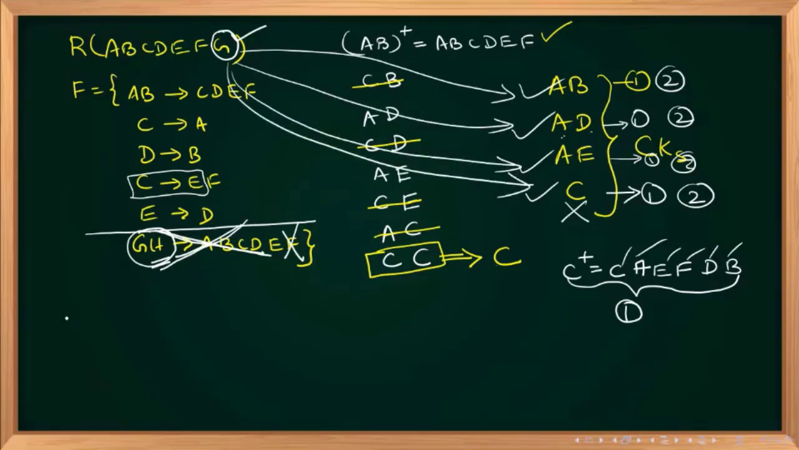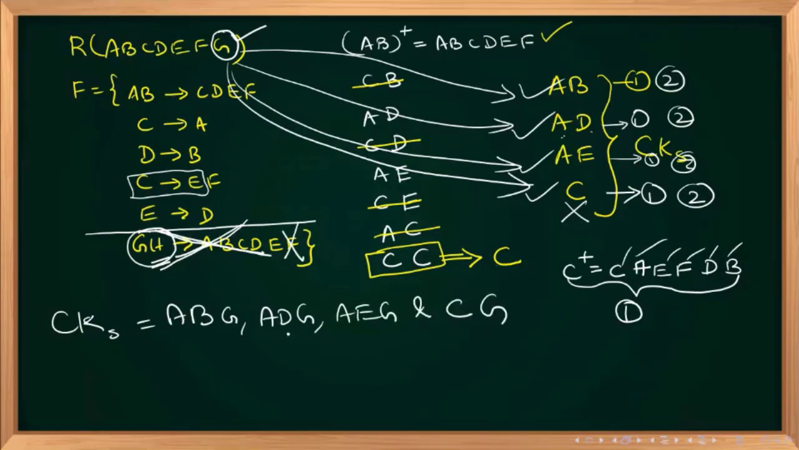So this is not a candidate key. Candidate keys are AB G, AD G, AE G, and CG. 4 candidate keys are there: AB G, AD G, AE G, and CG.